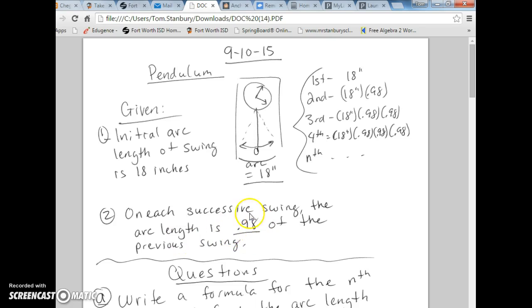But anyway, that's going to be our common ratio. It's 0.98. Notice the first swing is 18 inches. The second swing has an arc of 18 inches times 0.98. The third will be 18 inches times 0.98 times 0.98. The fourth will have 18 inches times 0.98, 0.98, 0.98. You get the picture, right? We apply the common ratio 3 times, to the third power, for the fourth term, n minus 1. 4 minus 1 is 3.